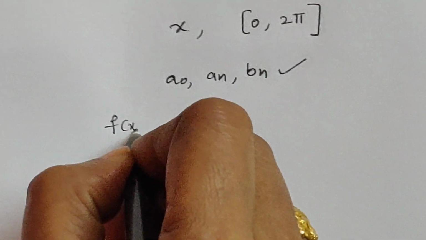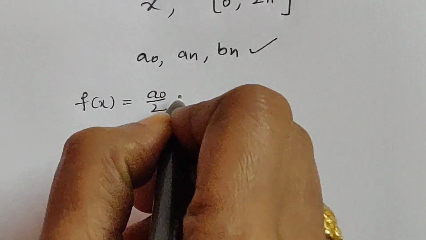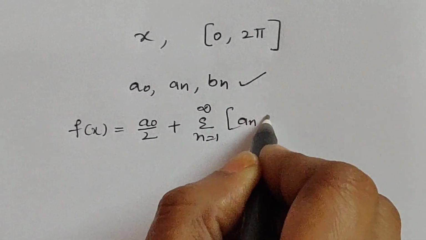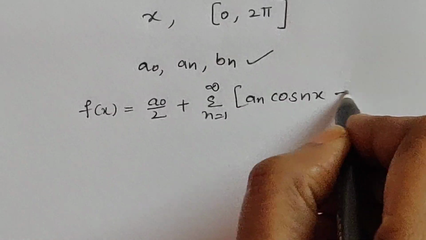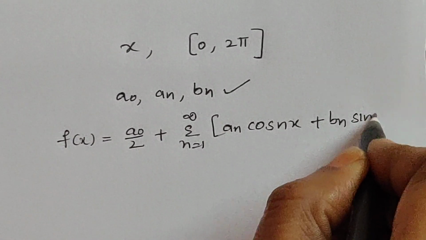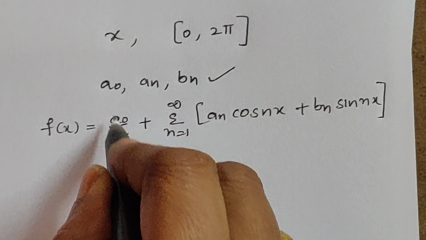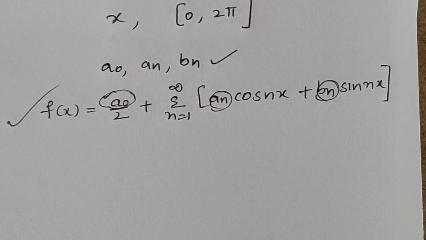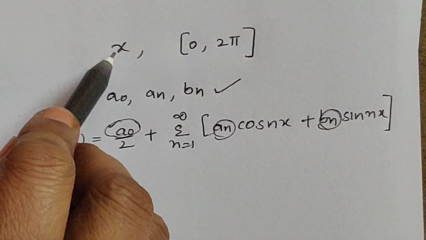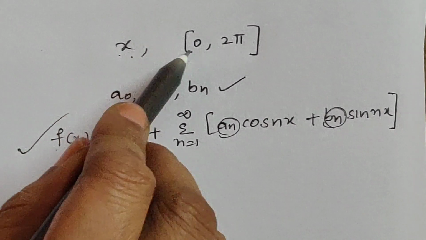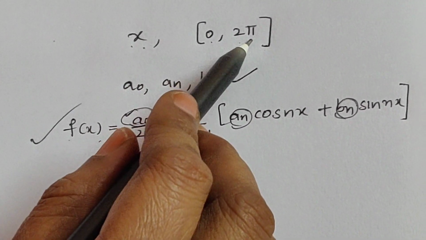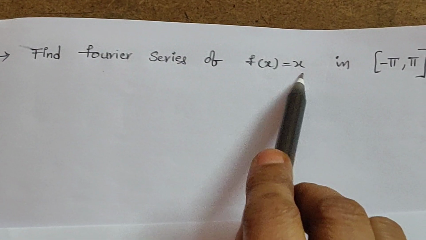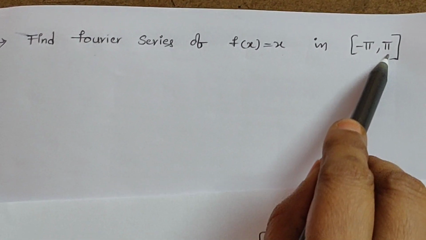That is f of x equal to a0 by 2 plus sigma n equal to 1 to infinity an cos nx plus bn sin nx. In this expansion, we substituted the three Fourier coefficients. We got the expansion to the function f of x, that is for x. If they ask Fourier series in the interval 0, 2 pi. Here they ask a Fourier series to the function in the interval minus pi comma pi.